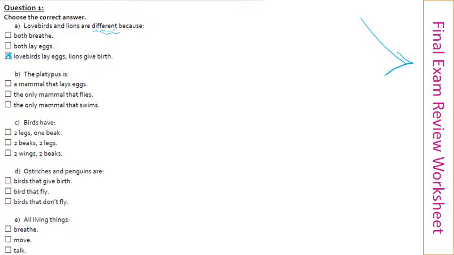The platypus is a mammal that lays eggs. Surely. The only mammal that flies? No. The bat is the only mammal that flies. The only mammal that swims? No. We know the dolphin and the whale swim. Birds have 2 legs, 1 beak. Yes, they do. Do they have 2 beaks? No. Ostriches and penguins are birds that give birth? No, there are no birds that give birth. Birds that fly? No, they don't fly. Birds that don't fly? Yes, they don't fly.